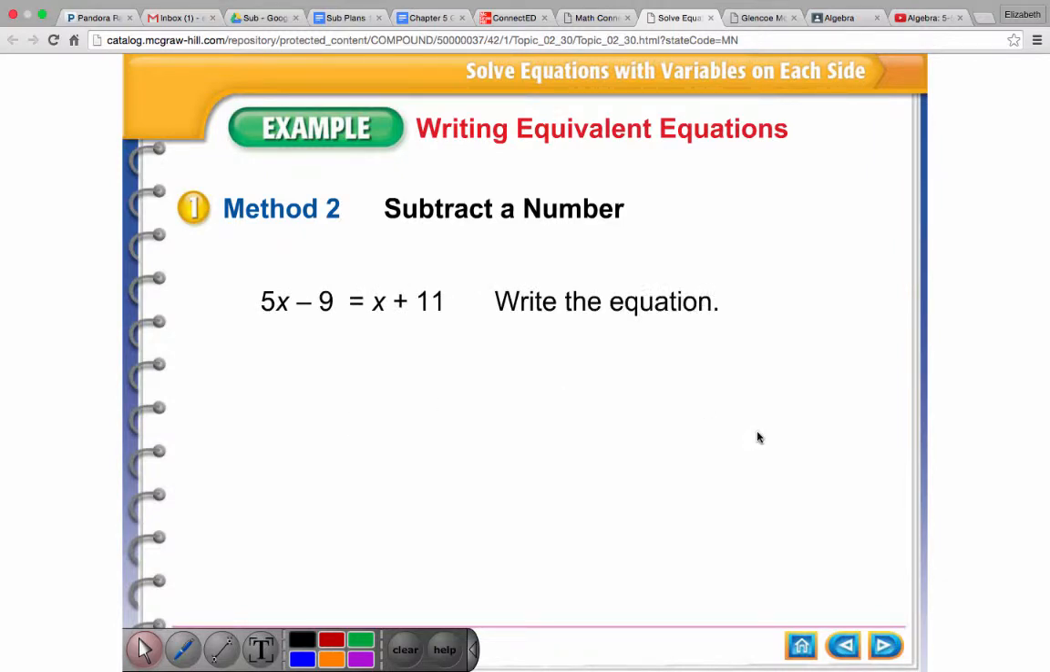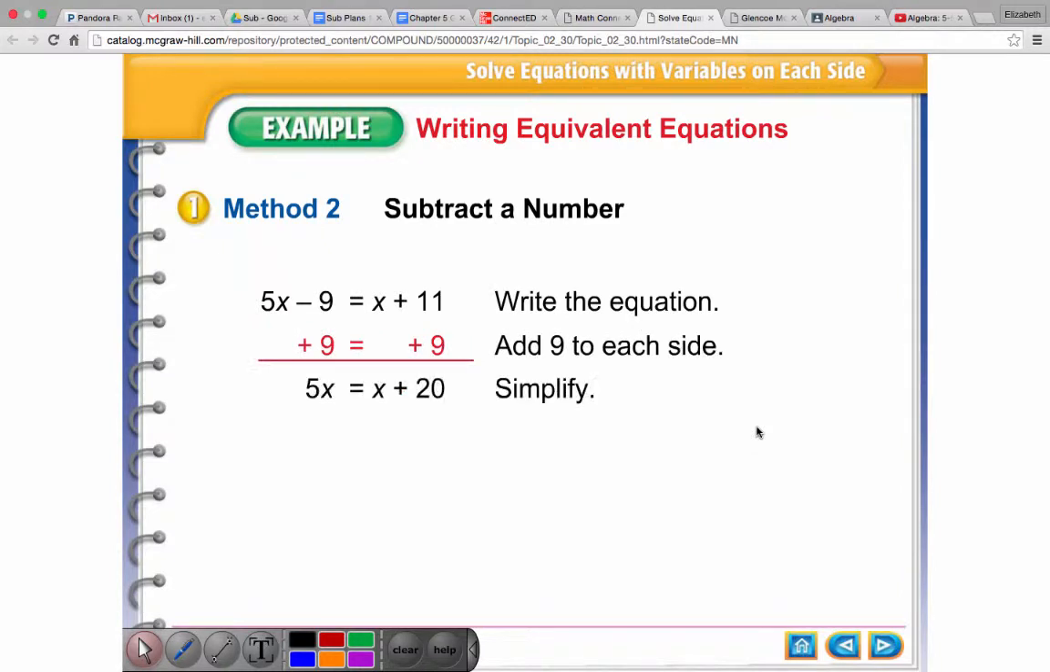So here's our equation again, same thing, but if instead of subtracting x, I add 9 to both sides, I end up with 5x equals x plus 20. And then in order to solve for x, I have to get x on one side. So I subtract x from both sides. I'm left with 5x minus x is 4x equals 20. 4x is the same as 4 times x. So to undo multiplication, we're going to divide. So we have x equals 20 divided by 4, or x equals 5.